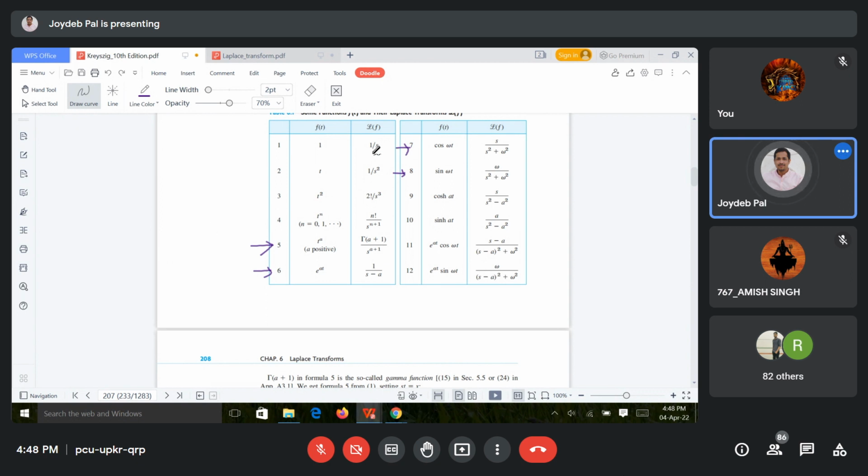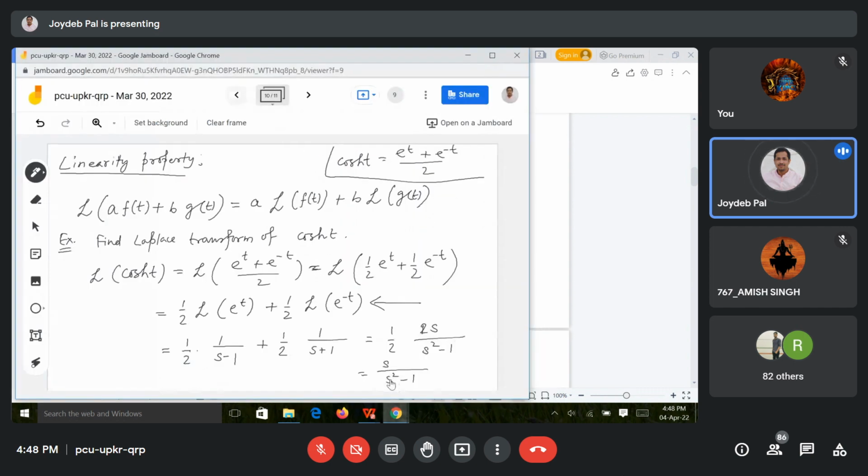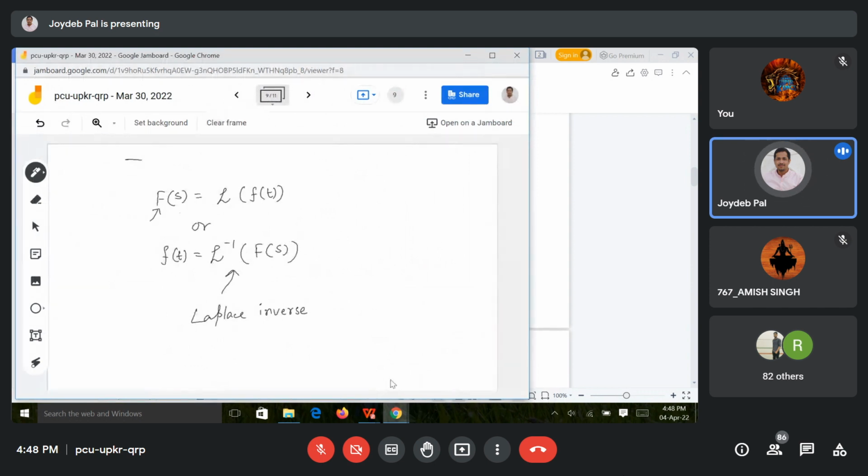So in that case, if the function of s is 1 by s, its Laplace inverse is 1. Laplace transform of 1 is 1 by s, then Laplace inverse of 1 by s will be 1, vice versa. I have shown now in the Jamboard that if fs is equal to Laplace transform of ft, then ft is equal to Laplace inverse of fs. That ft is called Laplace inverse of the function fs, and capital Fs is called Laplace transform of ft.